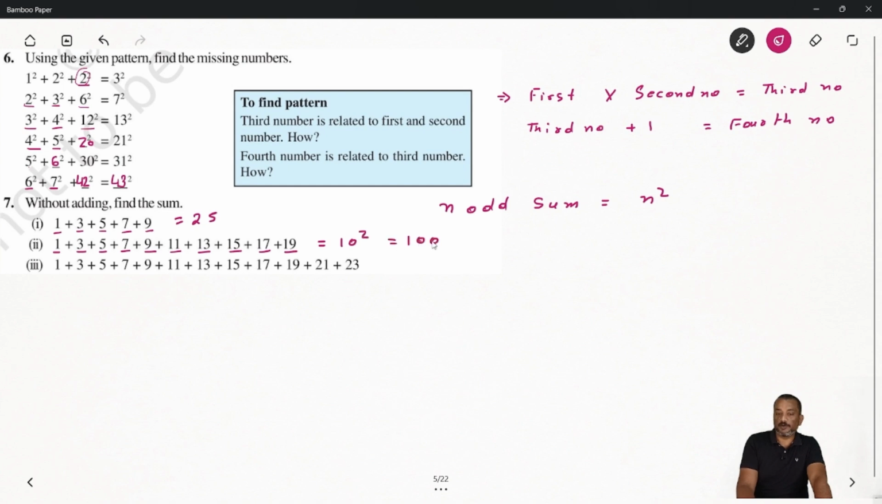100. Okay. Same way you have here 1 number, 2, 3, 4, 5, 6, 7, 8, 9, 10, 11, 12. So which means 12 odd numbers. So 12 square is, you will get how much sum? 144. Hope you understand this one. So that is one property we have seen during the square and square root video lesson. So based on that, we can solve.